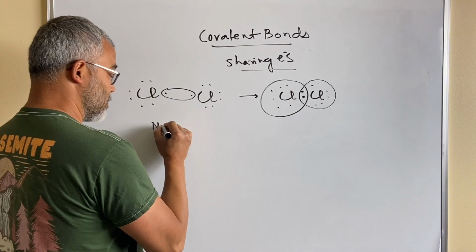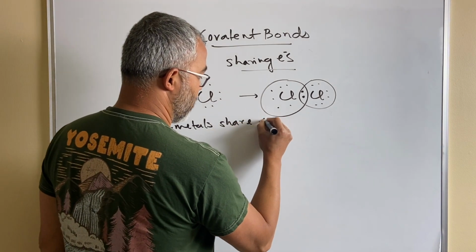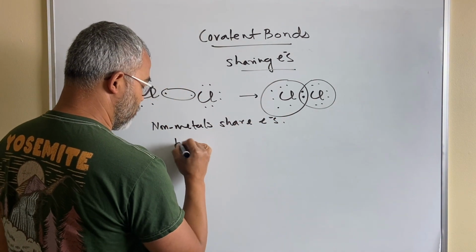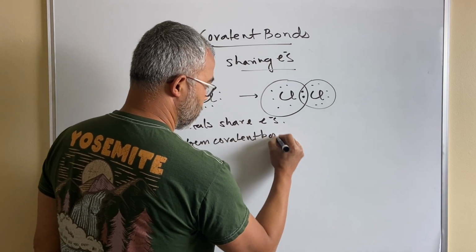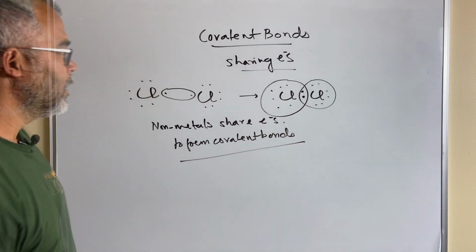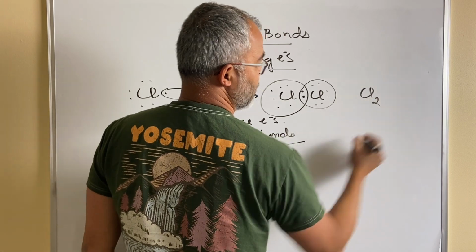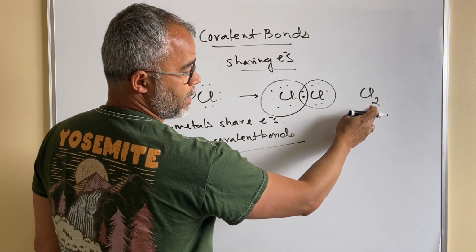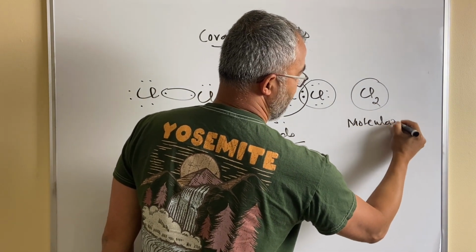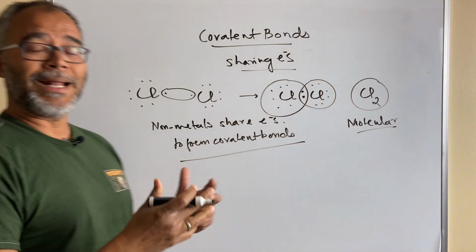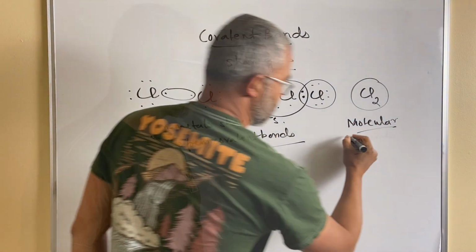They're nonmetals. So nonmetals share electrons to form covalent bonds. Now these kind of compounds that are formed from sharing, if I write this compound out, it will look like this, because there's 2 chlorines, so it's written as Cl2. This is called a molecular compound. So compounds that are formed from a bunch of non-metallic atoms that come together are called molecular compounds.